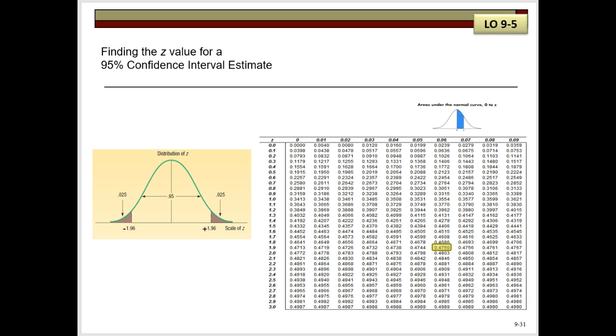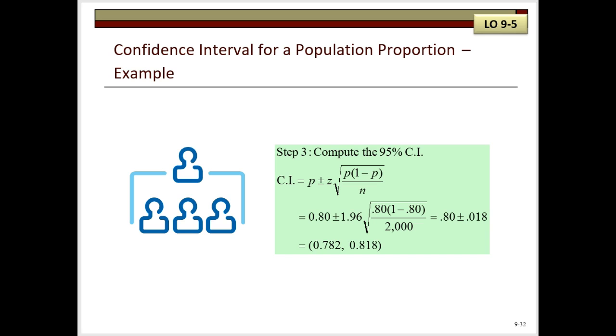So as such, the area from the center of the distribution where z is equal to 0 and the z value corresponding to the upper or lower confidence limit is 0.475. This number is half of 0.95. Locating inside the table the number equal to or closest to 0.4750, we find the corresponding z value of plus or minus 1.96.